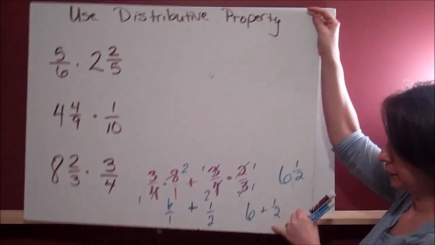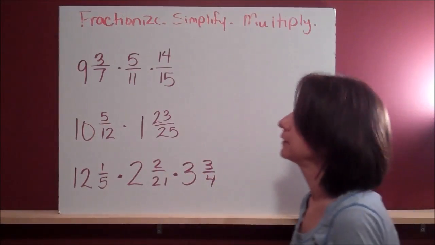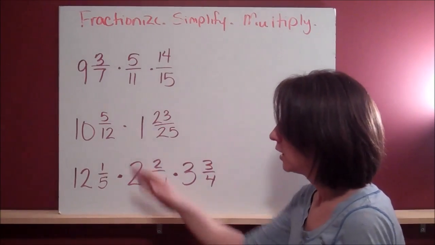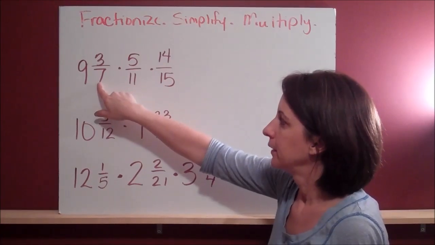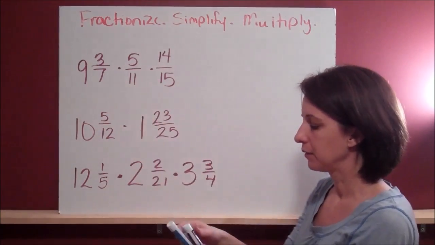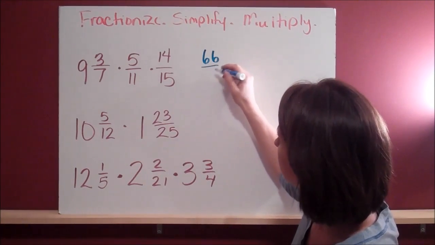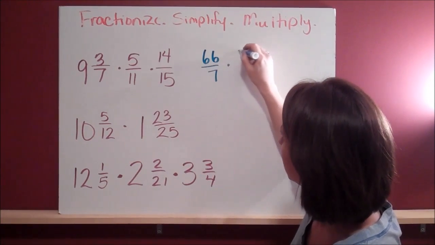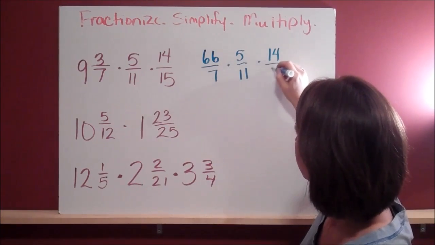So, the distributive property practice, and now fractionize, simplify, multiply. Rewrite these as fractions. 9 times 7 is 63, plus 3 more is 66. So this is 66 sevenths times 5 elevenths times 14 fifteenths.